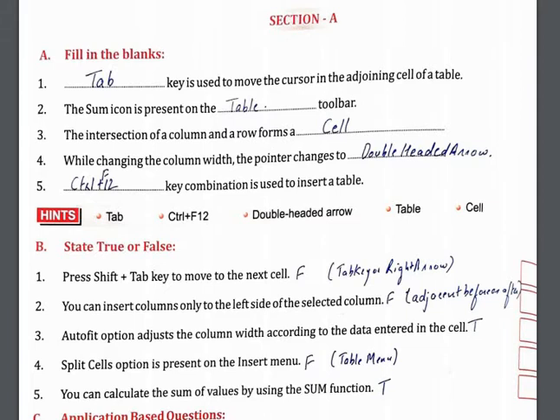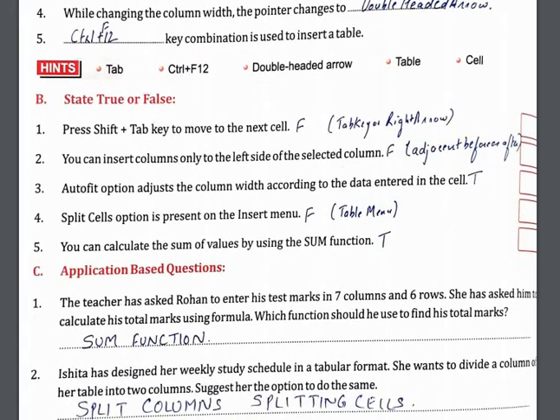Dash key combination is used to insert a table. Control plus F2. State true and false. Press shift plus tab key to move to the next cell. False. Tab key or the right key. You can insert columns only to the left side of the selected column. False. Adjacent, before or after.